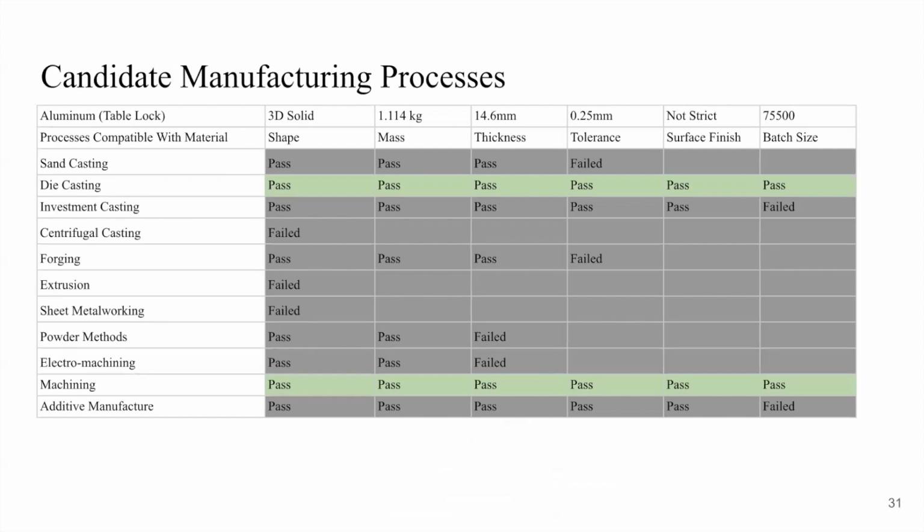This is the candidate manufacturing chart for the table lock. We recommend aluminum to be used in die casting for this part. This is because if we were to go with machining, many more additional processes would be needed.